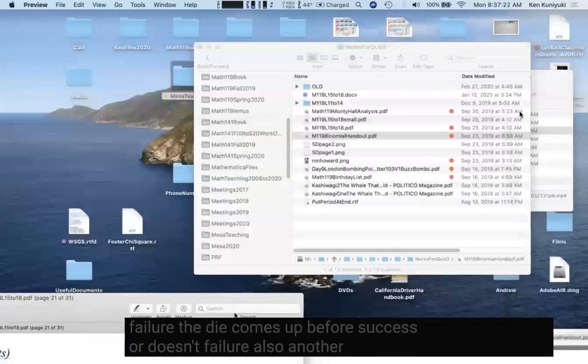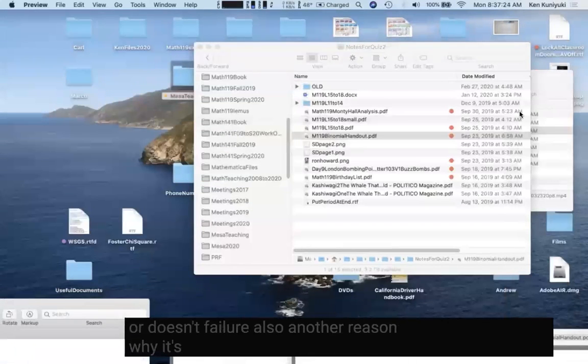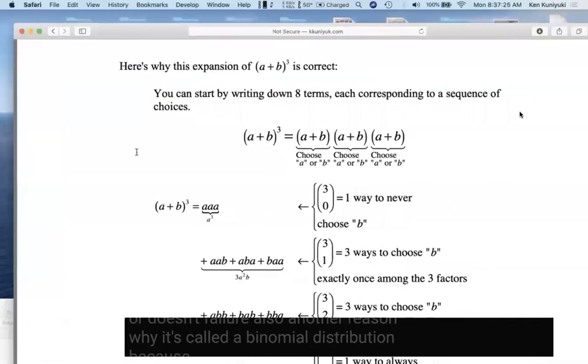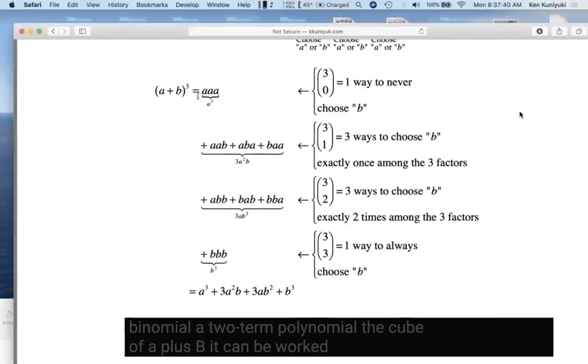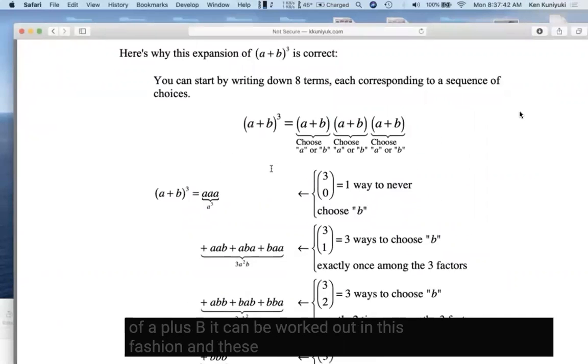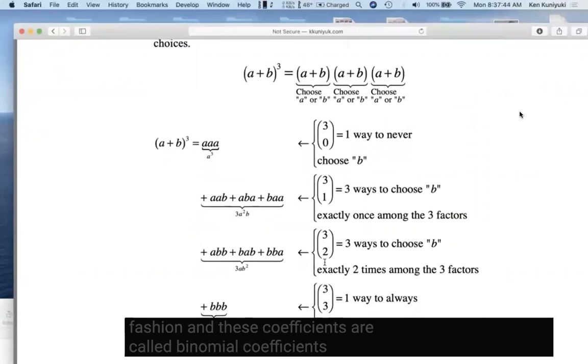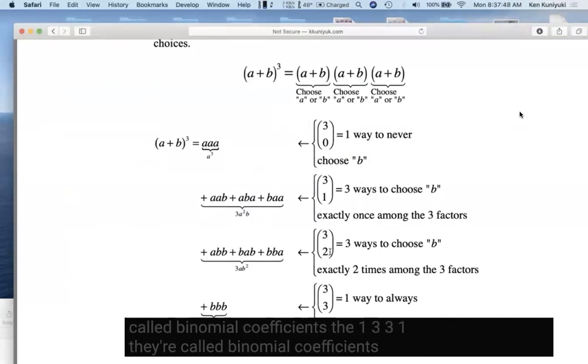Also, another reason why it's called a binomial distribution, because as I mentioned earlier, it's involved with expanding the powers of binomial expressions. A plus B is a binomial, a two-term polynomial. The cube of A plus B can be worked out in this fashion, and these coefficients are called binomial coefficients, the 1, 3, 3, 1. They're called binomial coefficients.